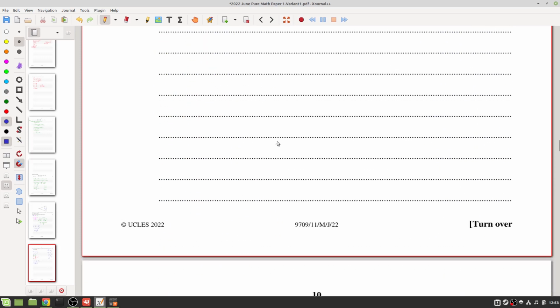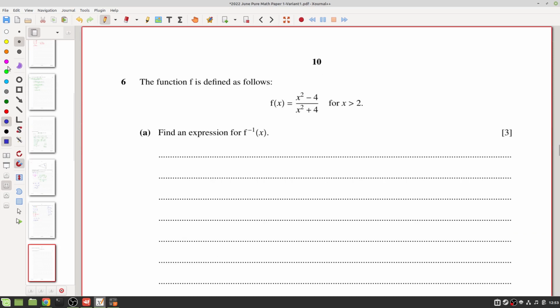Okay, success. Next, new question. The function f is defined as follows. Find an expression for the inverse function. So to find the inverse, we're going to swap x and y around. At the moment it says y equals, so we're just going to swap x and y. We're going to say x equals y squared minus 4 over y squared plus 4. Then multiply both sides by the denominator. So we'll get xy squared plus 4x equals y squared minus 4.